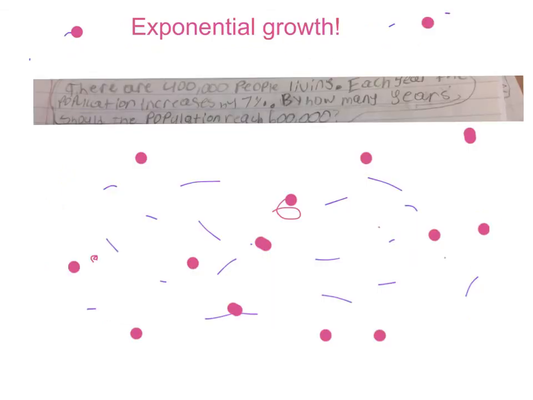This is the exponential growth problem. If you can't see it, this is what it says. There are 400,000 people living in Pokeville. Each year, the population increases by 7%. By how many years should the population reach 600,000?